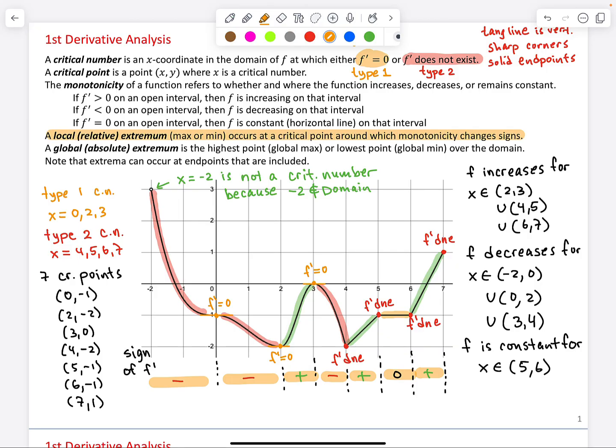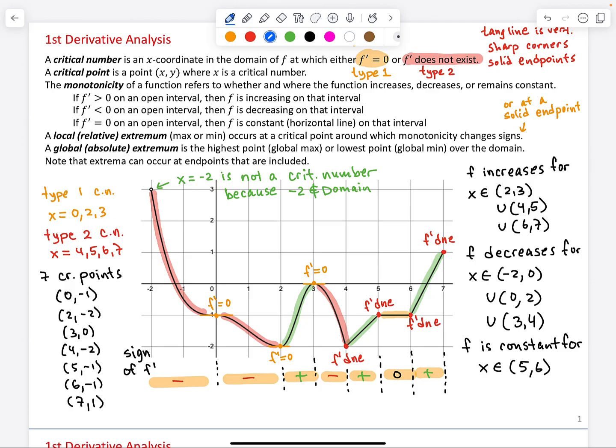Now, a local or a relative extremum. Extremum is a singular noun, not plural, which refers to a maximum or a minimum. So you could read this as a local or relative maximum or minimum will occur at a critical point around which monotonicity changes sign. And I'll add here, or at a solid endpoint.